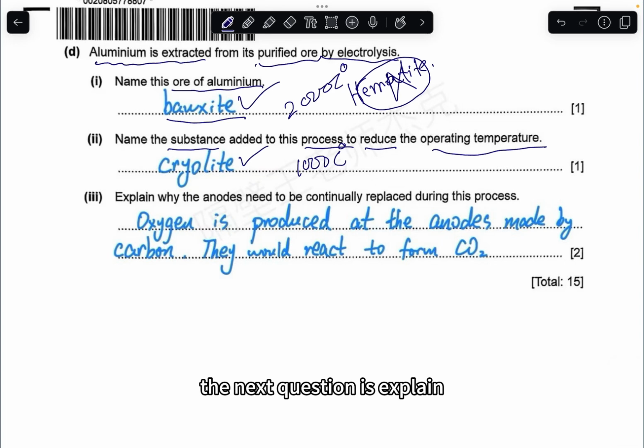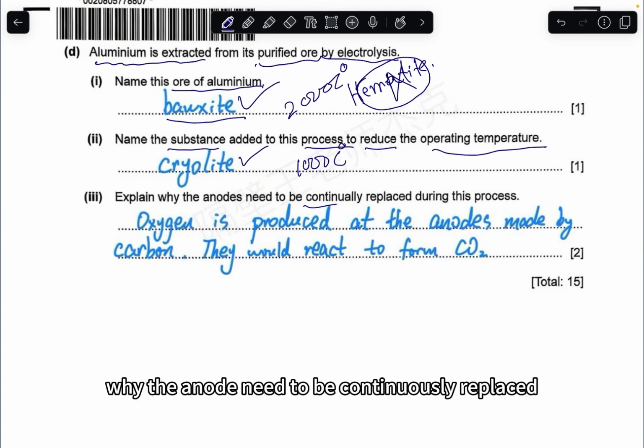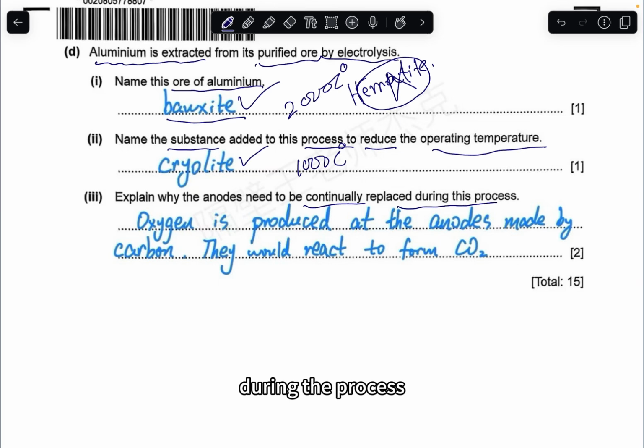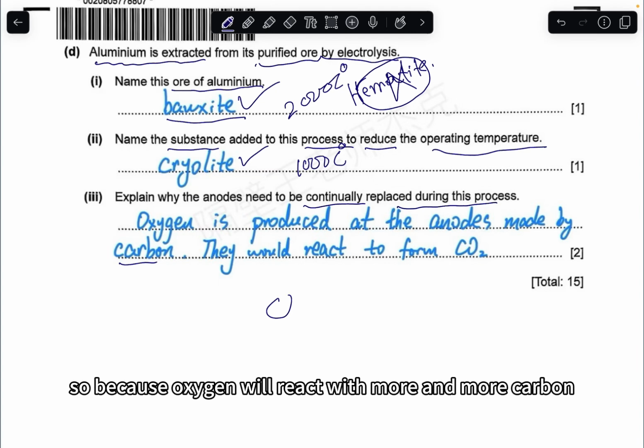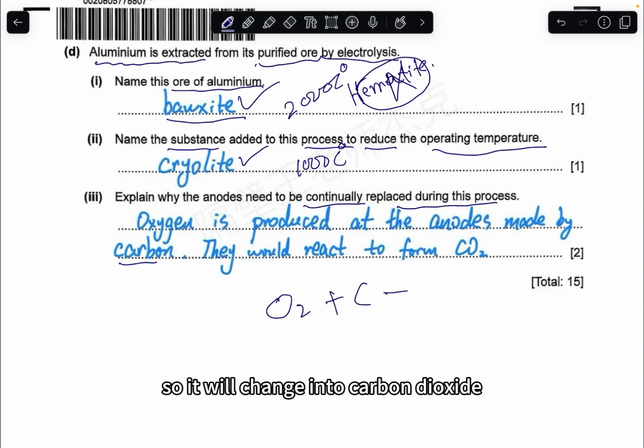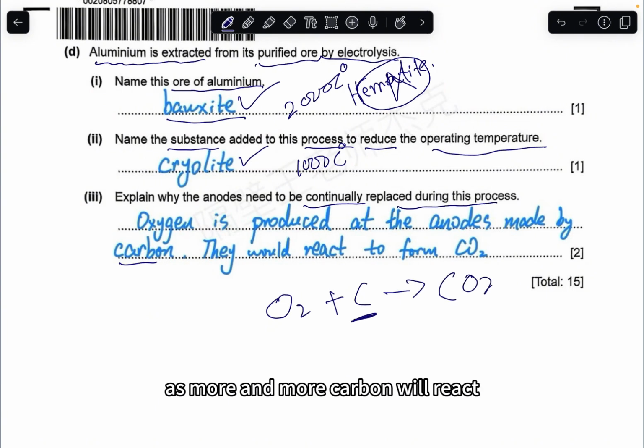The next question is, explain why the anode needs to be continuously replaced during the process. Oxygen is produced at the anode, which is made of carbon. Because oxygen will react with more and more carbon, it will change into carbon dioxide. As more and more carbon reacts, the mass of our anode will decrease. So we have to replace the anode after some time.